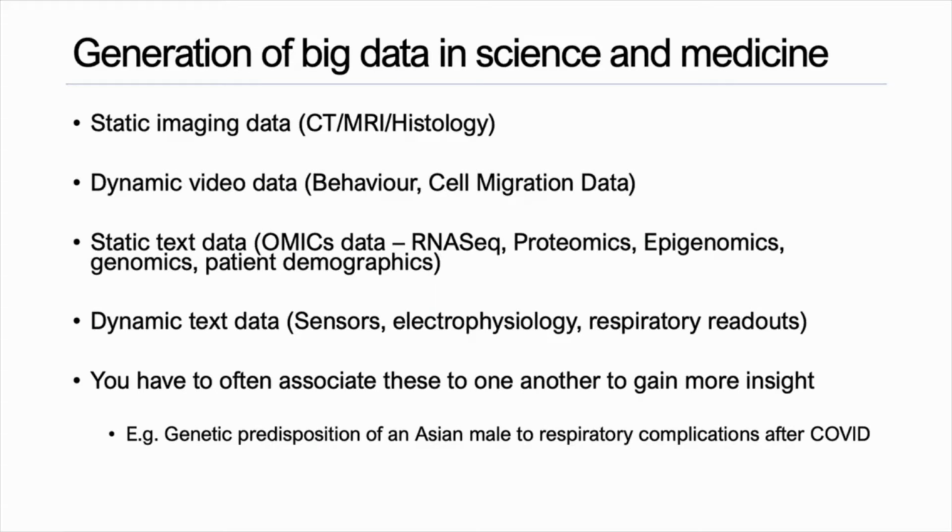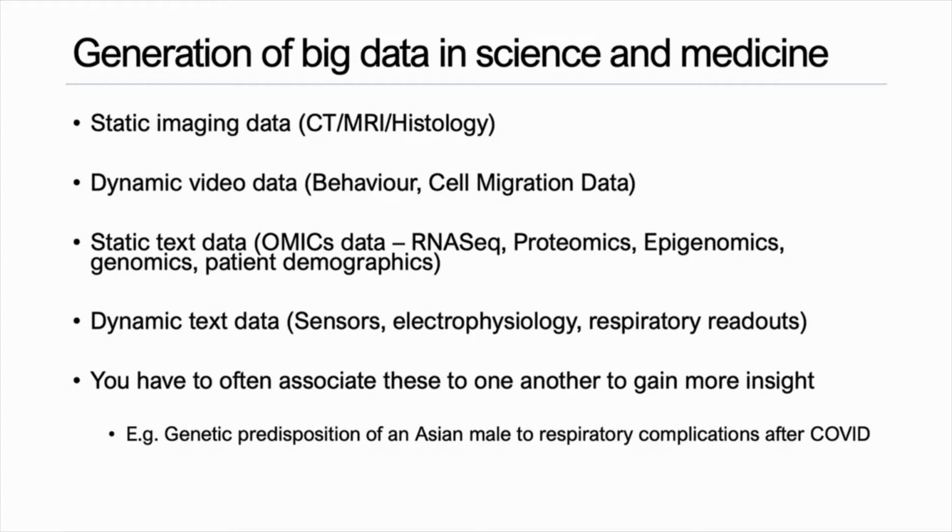The generation of data in terms of science and medicine, we're mainly referring to a generation of static imaging data like CT, MR, or histology slides, dynamic video data, animal behavior, cell migration data comes to mind. We have generation of static text data as well, like for example in large omics databases like RNA sequencing that we talked about, or proteomics or epigenomics, or even electronic health records like patient demographic data. We also generate dynamic text data like sensor data from electrophysiology recordings, respiratory readouts, etc.